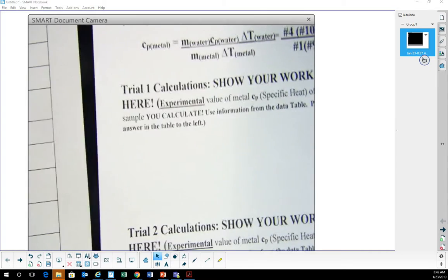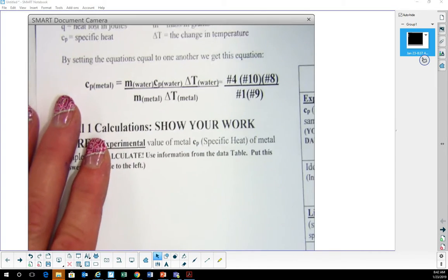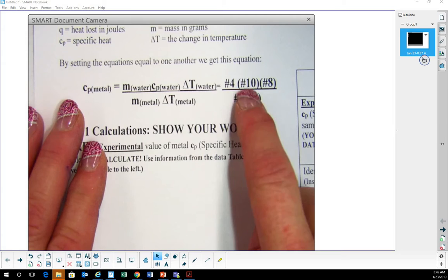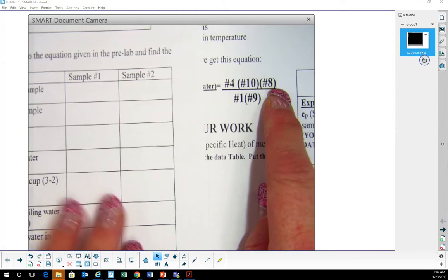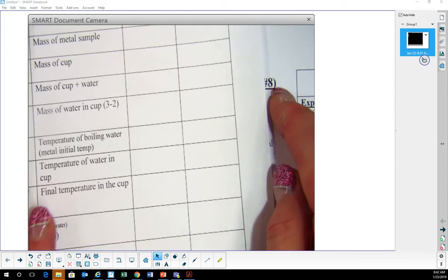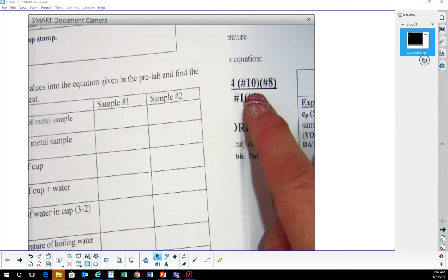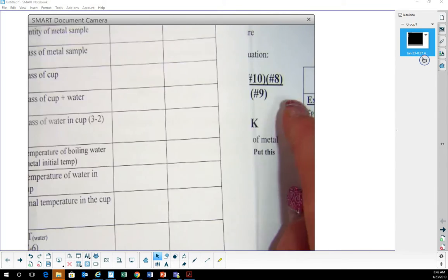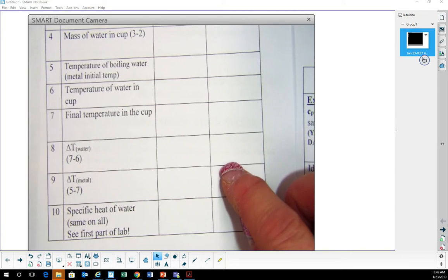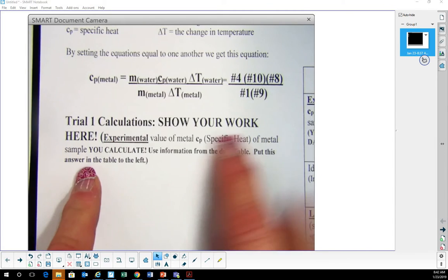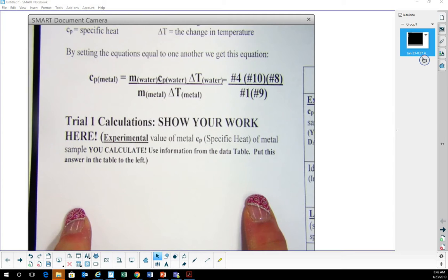On the next page right here, I was so nice and kind and rearranged it, and even told you which number row to take it off of over here. So if it says number 4, you take whatever number 4 was, and times it by number 10, whatever number 10 was, times it by number 8, whatever number 8 was. But you do it for each sample. So I put a place right here so you could do the first one.